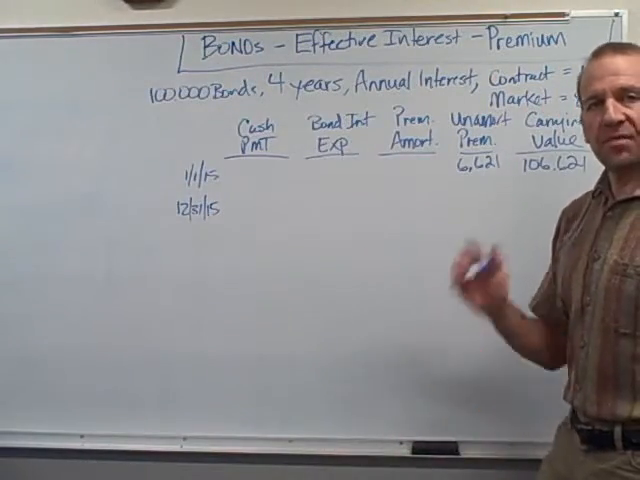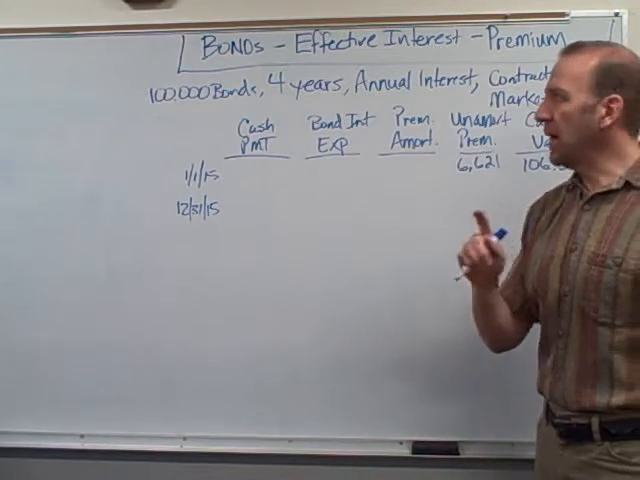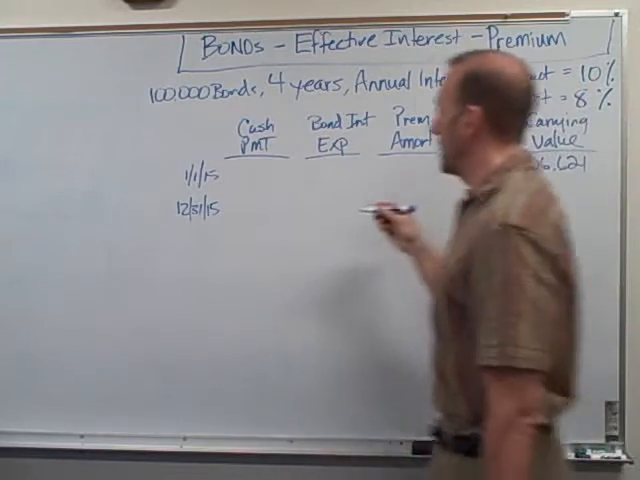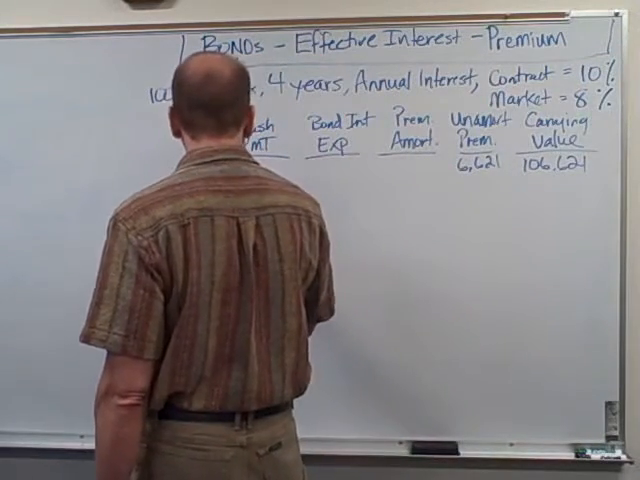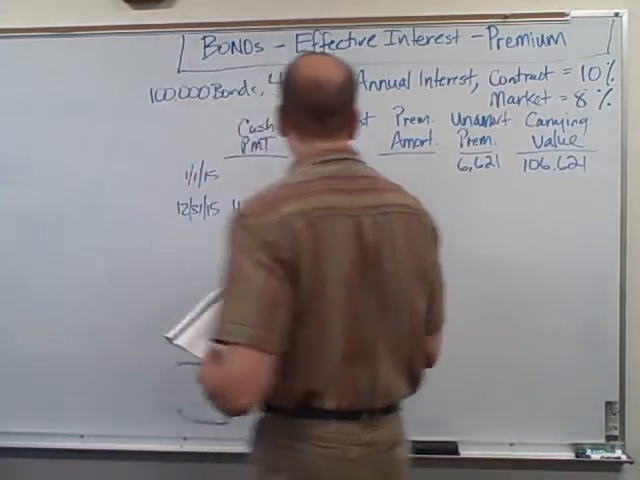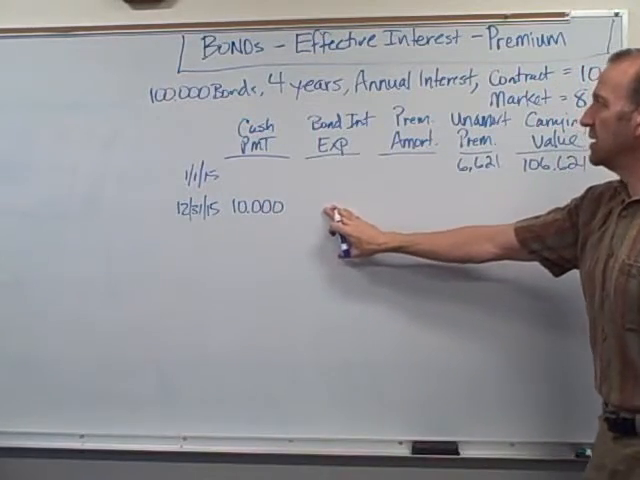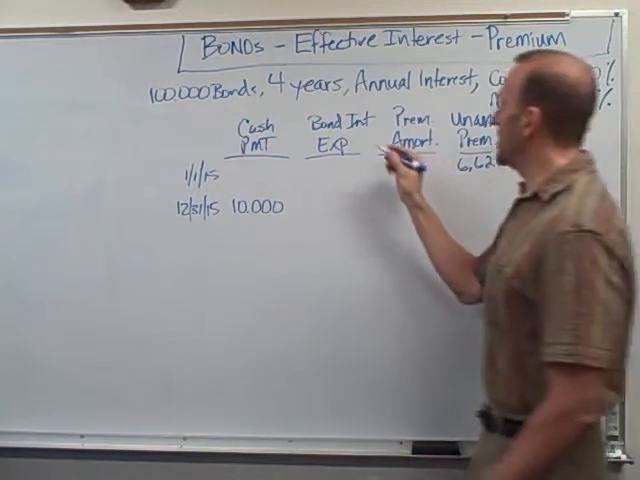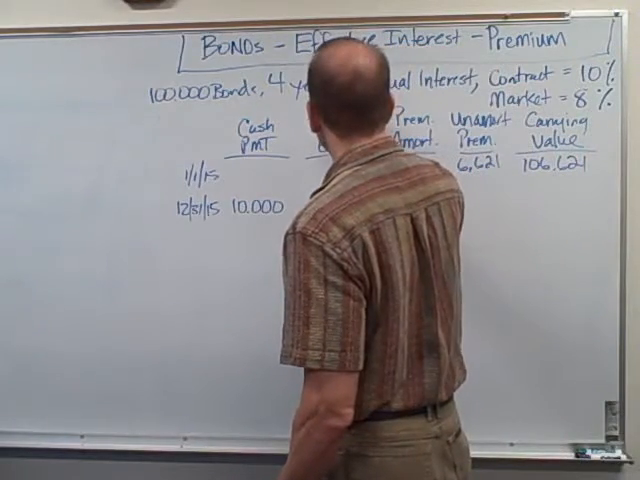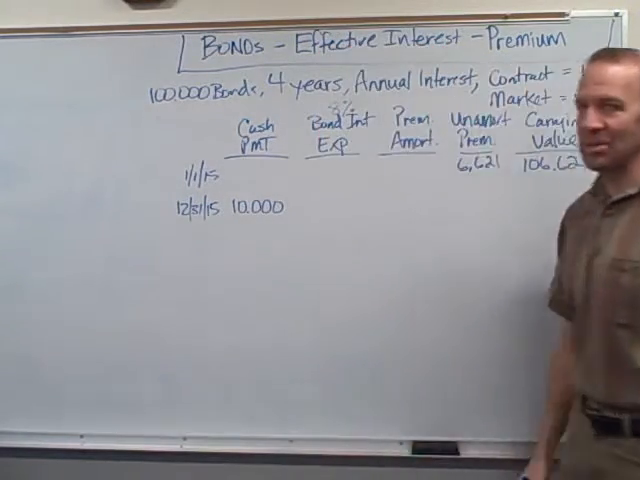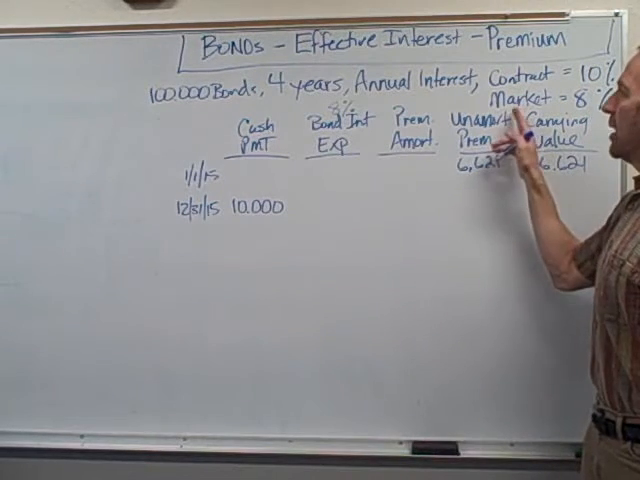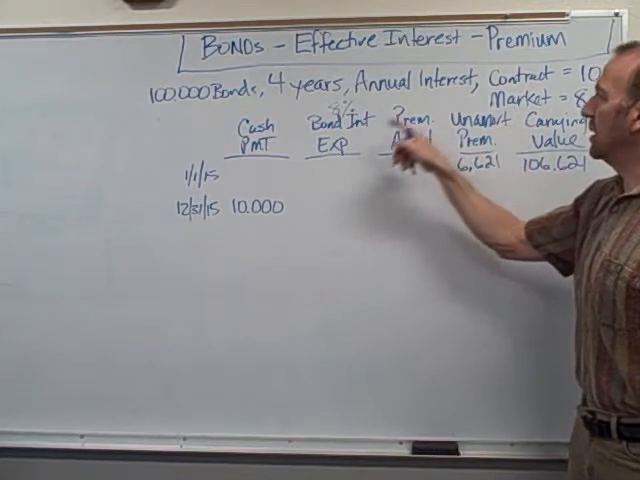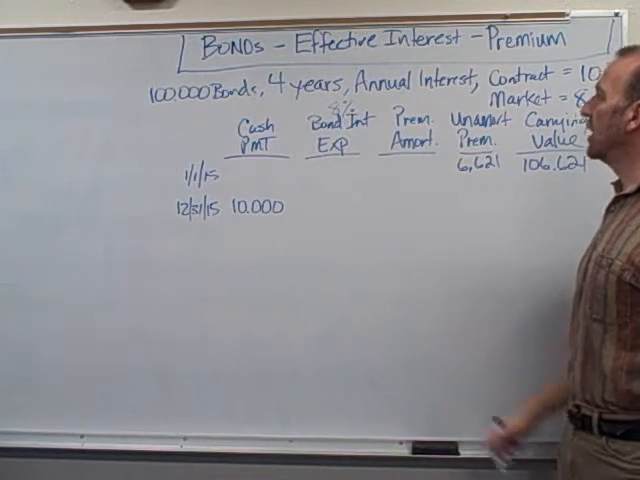Now remember, the cash amount is the bond amount here, 100,000 times our contract rate. So that's going to be $10,000. But our actual interest expense is the market rate, because that's how we calculated the value of this bond. So it's the 8%. I like to put 8% right here, so it reminds me that's what I'm using. You always use the market rate, whether you're doing a premium or a discount. You calculate the bond interest expense using the market rate.